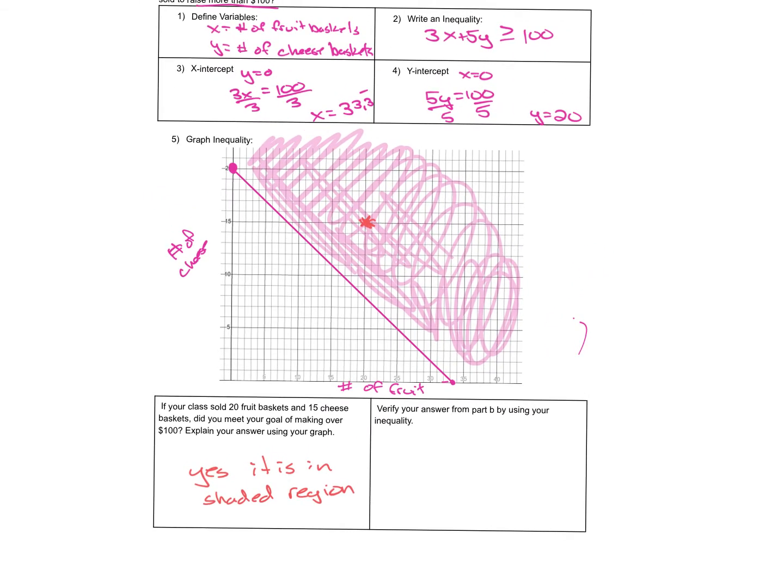math. So what that's going to have us do is say, well, if we took our $3 times, well, that was our fruit baskets, plus $5, and it says we're trying to sell 15 baskets, is that going to be more than 100? So what's that going to be? 60 plus 75. Well, yeah, $135 is definitely more than 100.